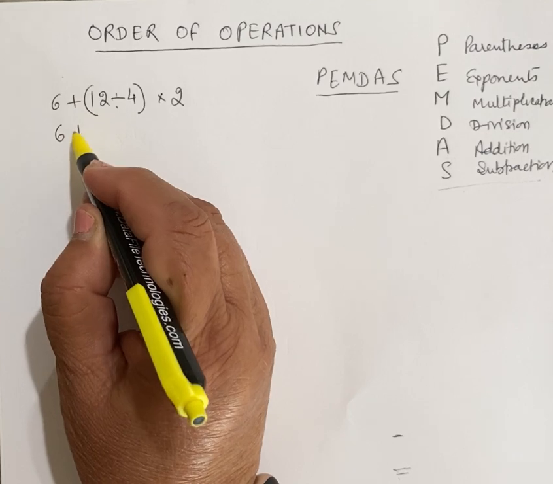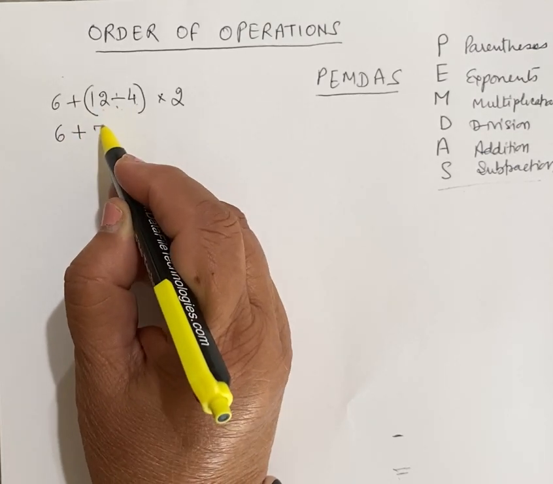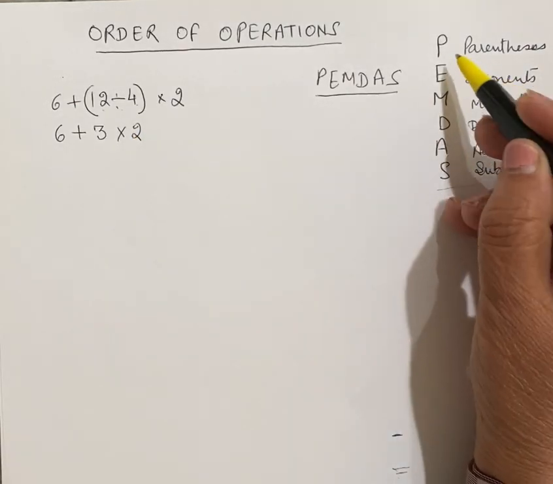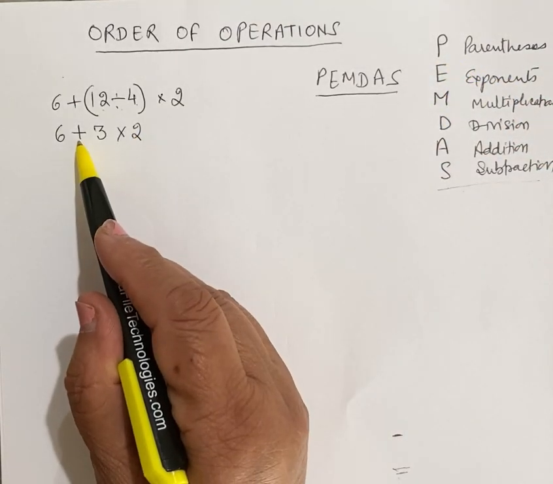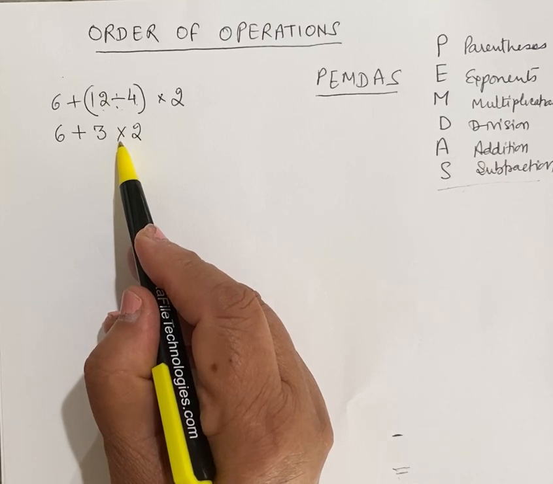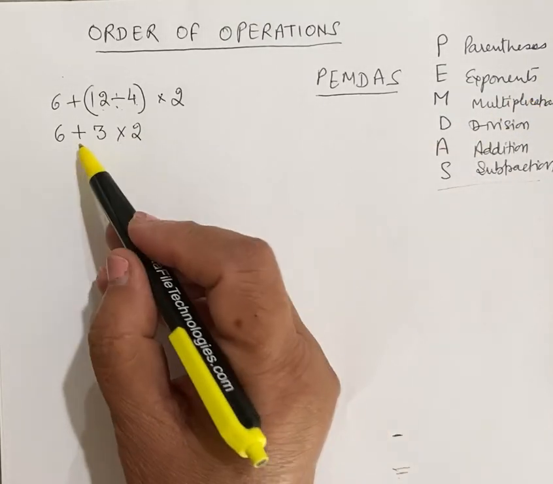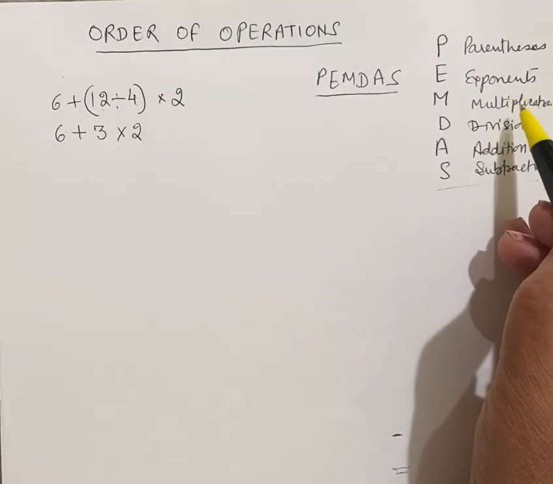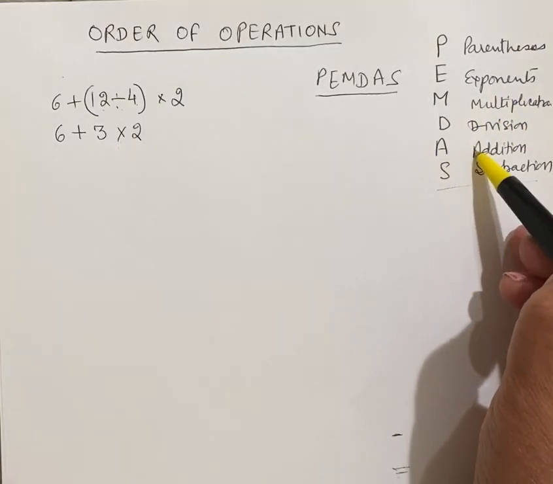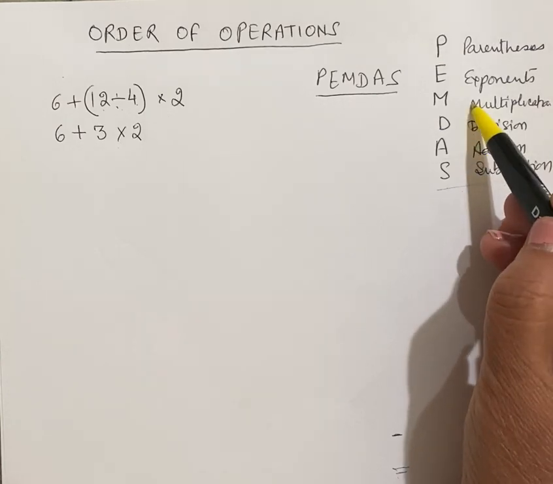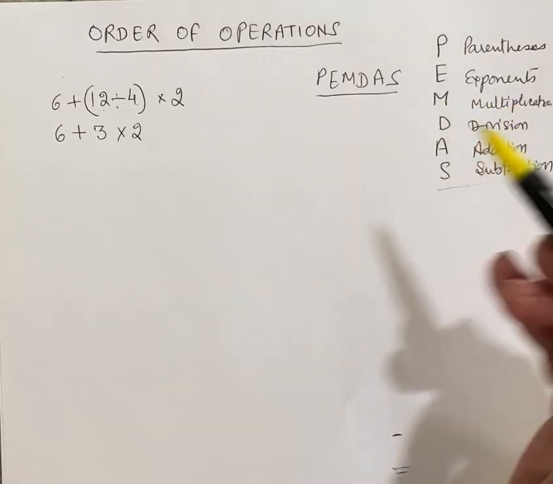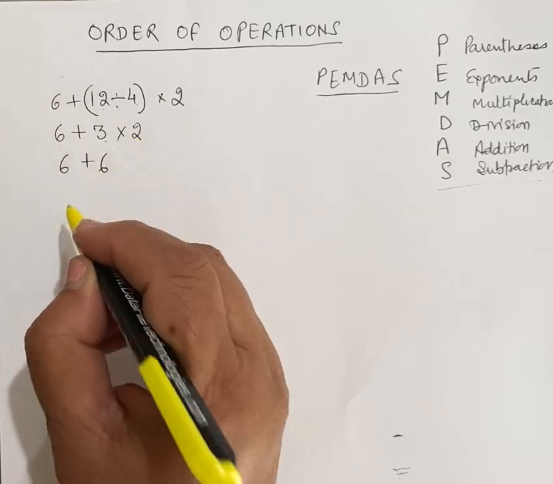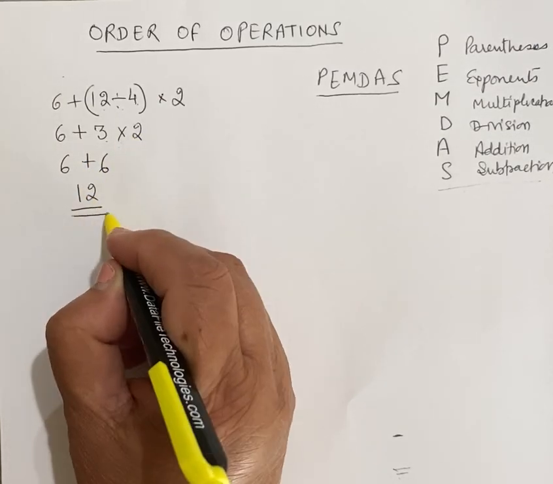6 plus 12 divided by 4 is equal to 3 multiplied by 2. Now there are two signs, plus and multiplication, that is addition and multiplication. Out of these two, which comes first? Addition is here, multiplication here, so multiplication comes first. So we will multiply 3 into 2 is 6. Answer will be 12.